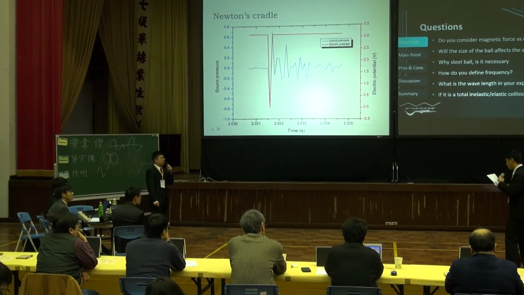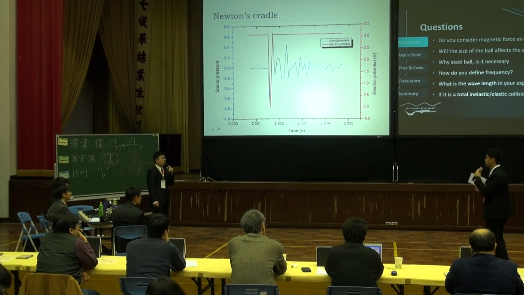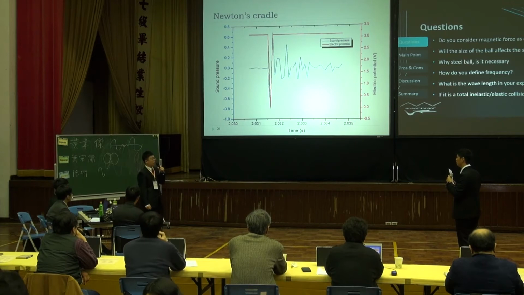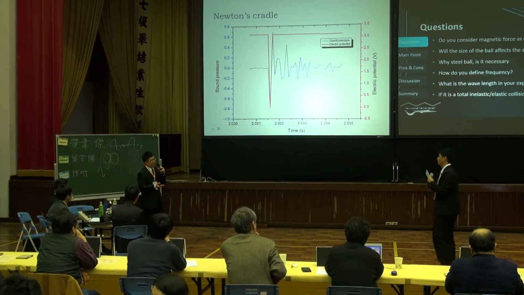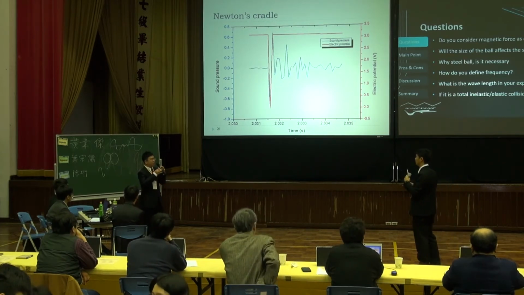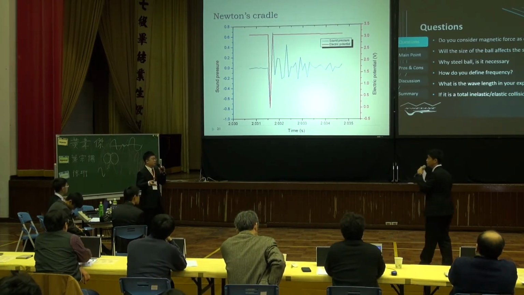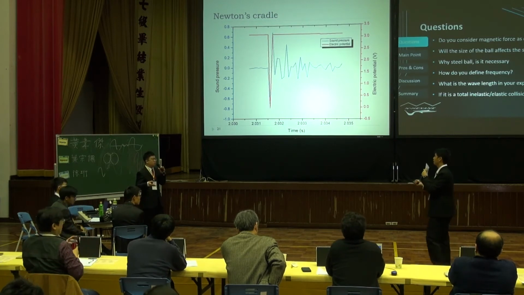From each collision, can you calculate the coefficient of restitution in your experiment? It may be possible, but we didn't do it. Because we are using the magnet, and the magnetic force, the magnetic field is not equivalent to the magnetic force, just simply. You can check before each time gap.